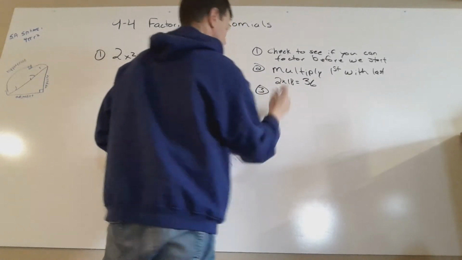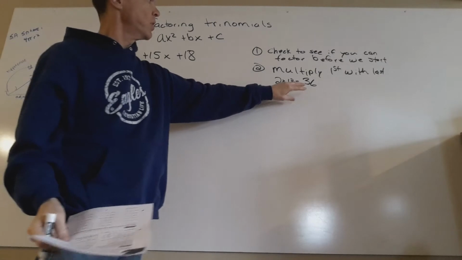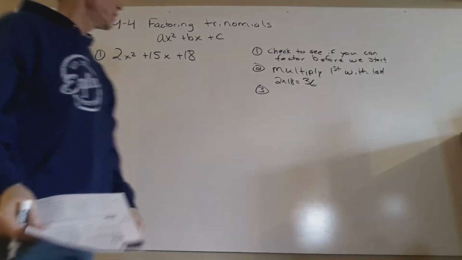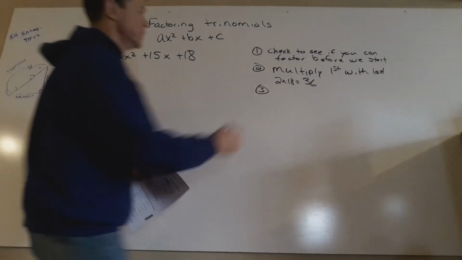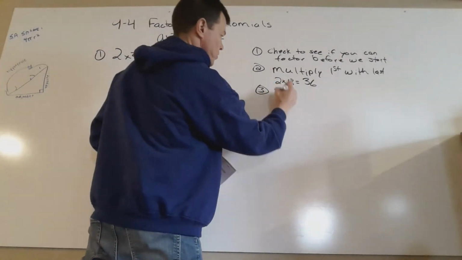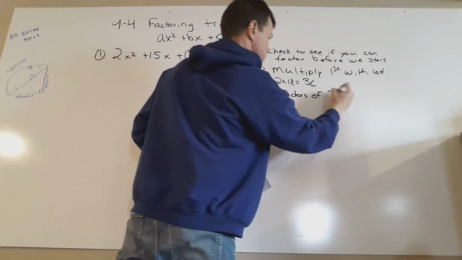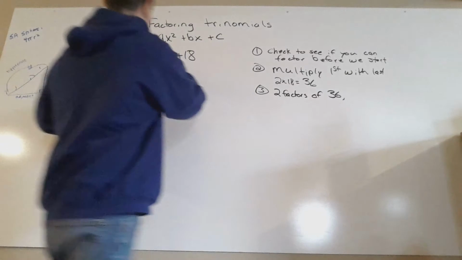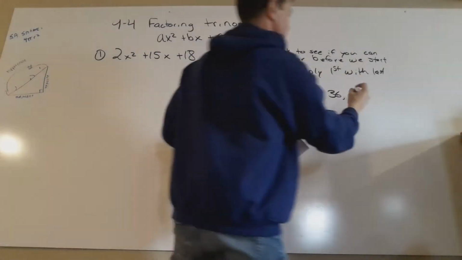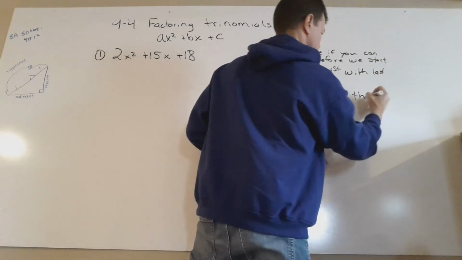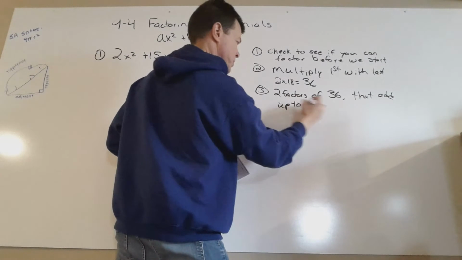All right. Then we have to do a little more work on this. We use the number 36 to come up with 2 factors that will add up to this middle term, 15. So 2 factors of 36 that add up to 15. And this is where we get 15.